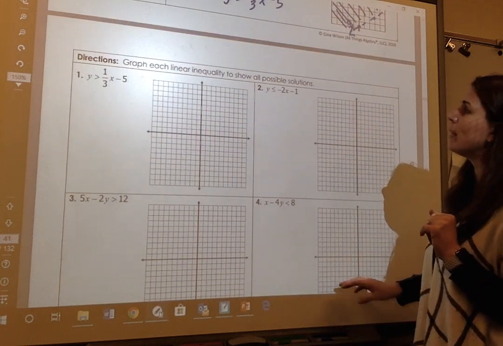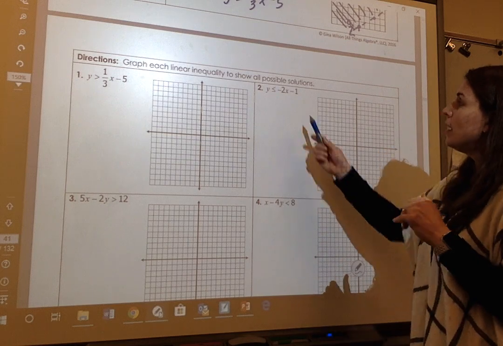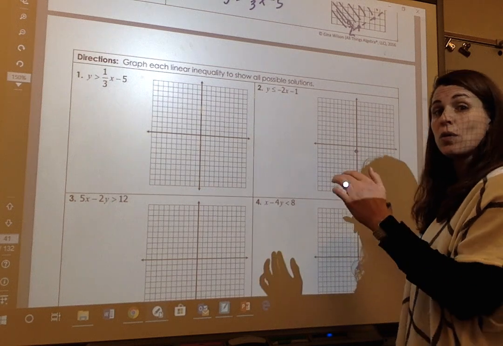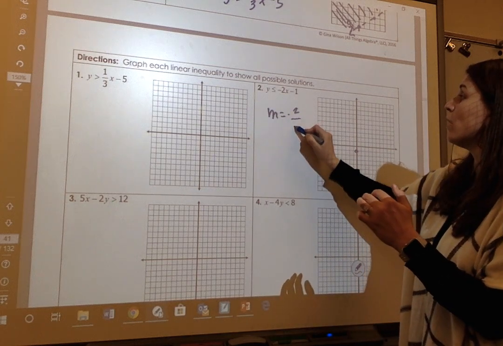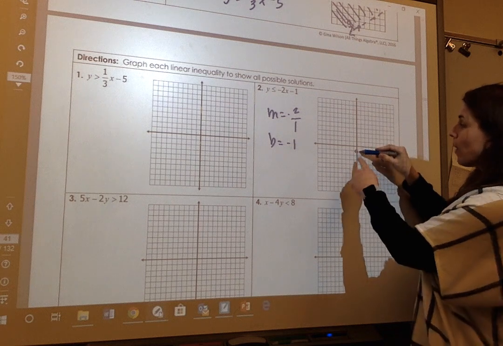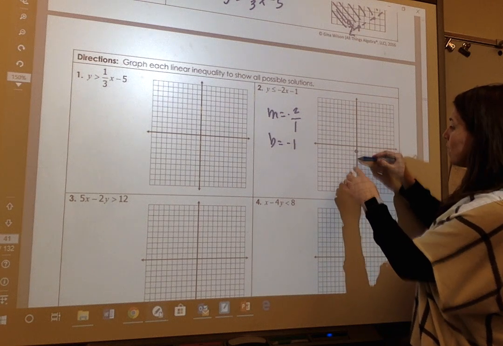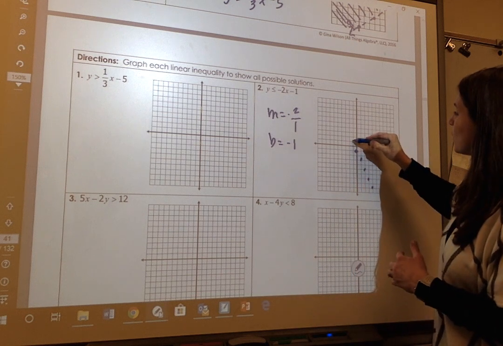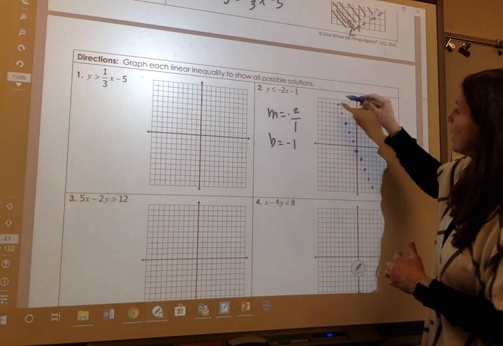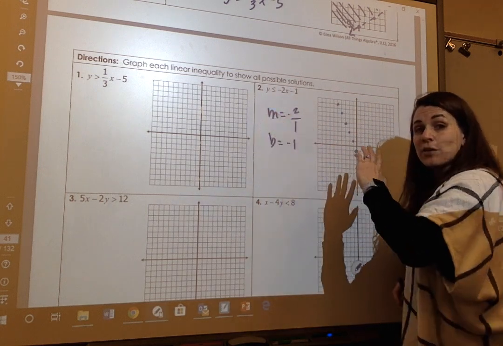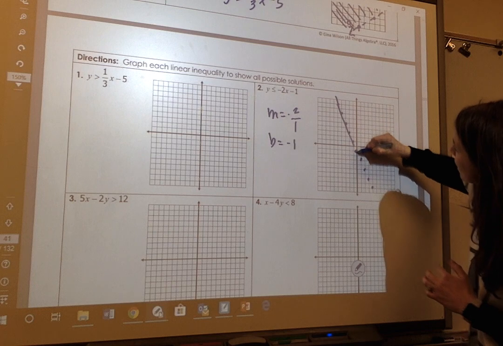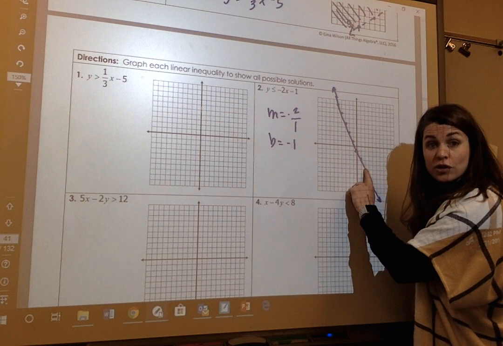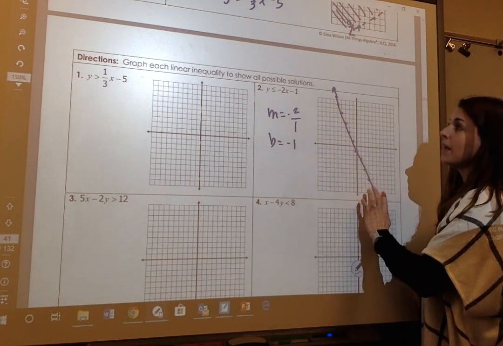All right, let's look at number 2. I'm still going to graph negative 1, and my slope is negative 2 over 1. My beginning point is negative 1. So from my beginning point of negative 1, my y-intercept, I go down 2 over 1, down 2 over 1, down 2 over 1, and then I'm going to reverse it just to make sure that I'm doing it correctly. And my line, because it's less than or equal to, is now a solid line, which means that these dots can be solutions to that line. They absolutely can be. It's a solid line.